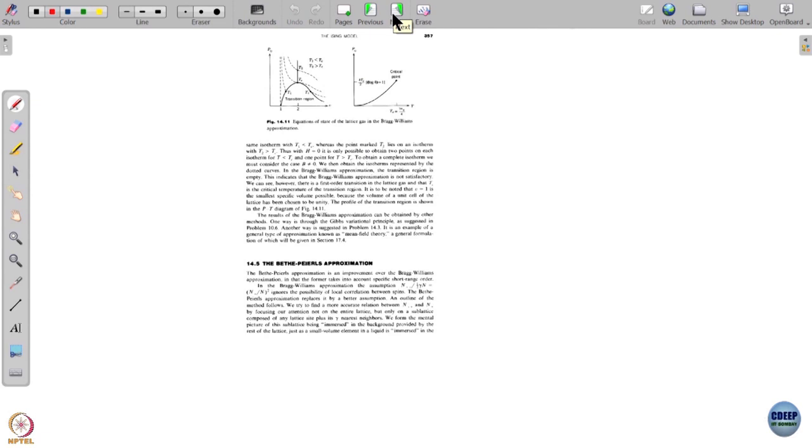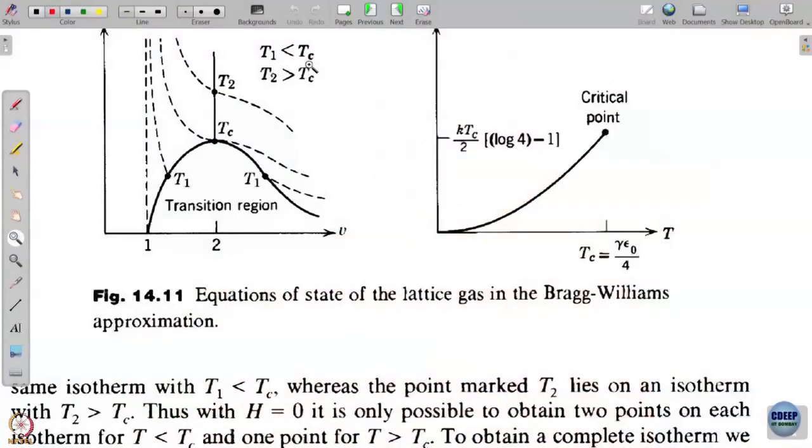Now this beautiful thing given here is what I have been referring to all this time. This is a gas-liquid system; all of you know van der Waals, the pressure versus volume.